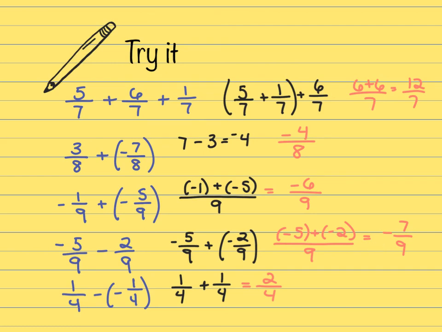And our last problem, 1/4 subtract a negative 1/4. We can use the additive inverse and do an opposite sign change. 1/4 plus a positive 1/4, and we have an answer of 2/4.